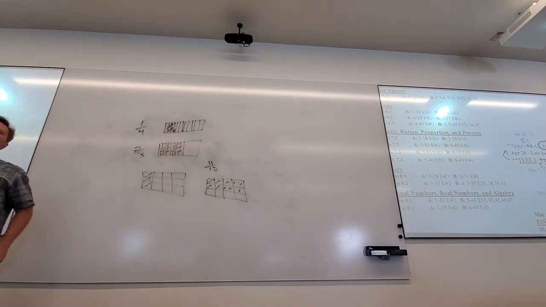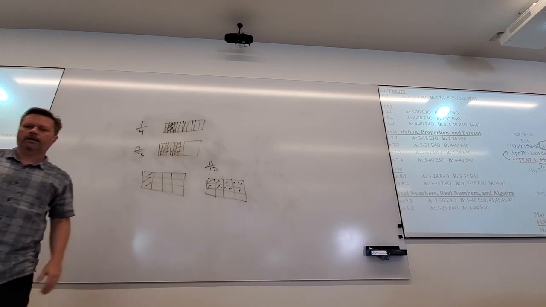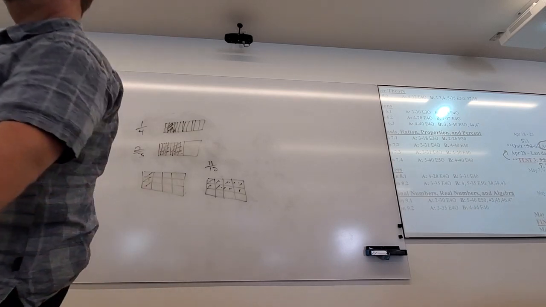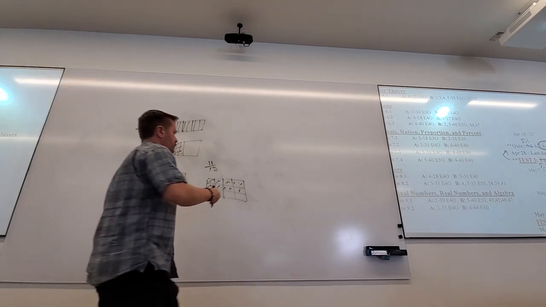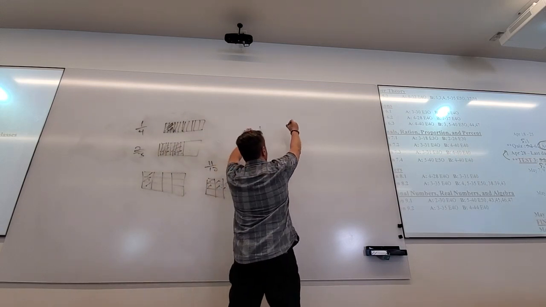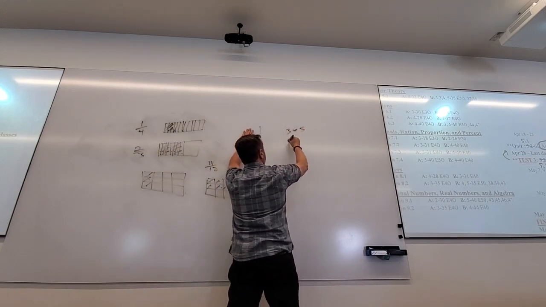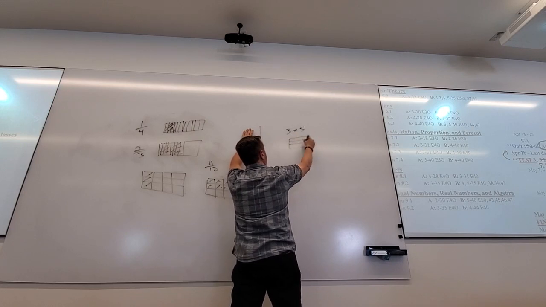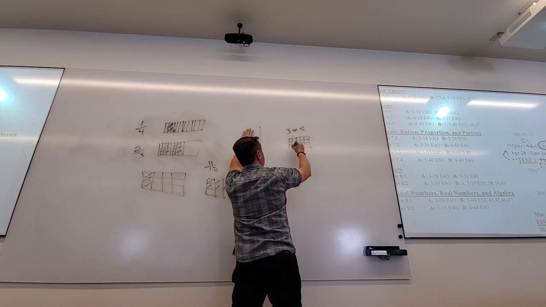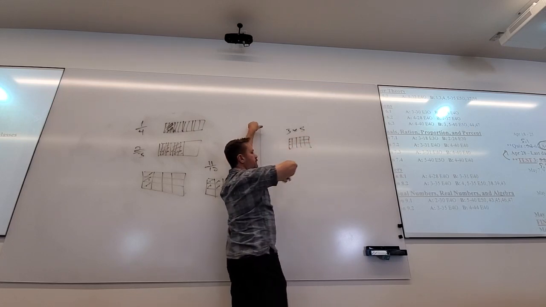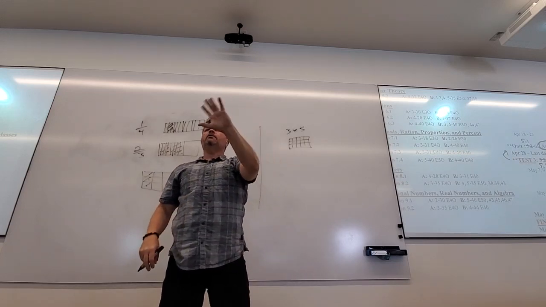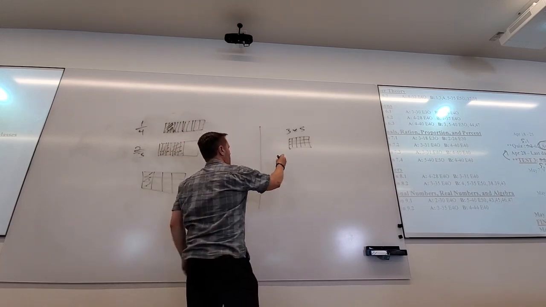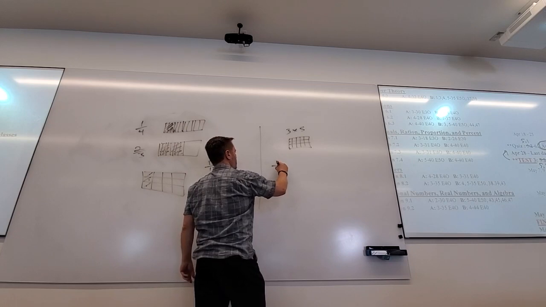Could I do something similar for multiplication? Yeah. So just to remind you guys, 3 times 5 was like that, 3 times 5, and then if you count, you get 15. If I want to do, for example, let's just do 1/4 times 2/3.